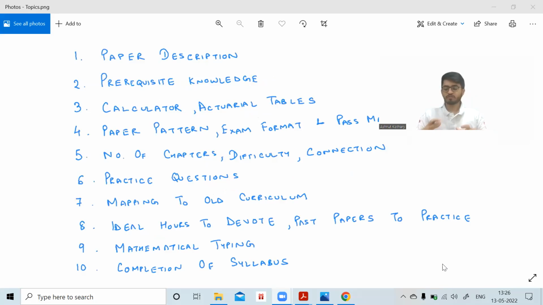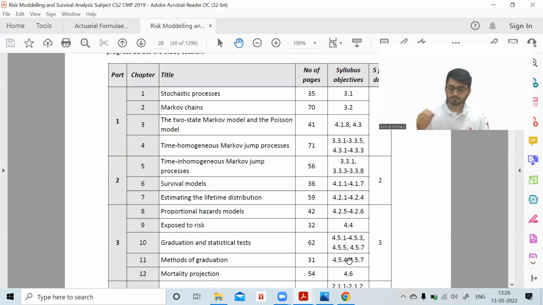Next, coming to the number of chapters, the relative difficulty, if there is any connection or link between the different chapters in CS2. So let us go and cover that part as well. There are a total of 21 chapters which are part of the 2022 curriculum. Again, whether you're using the 2019 version, 2021 or 22, the naming of chapters remains the same, although there has been significant change in content, specifically in two chapters.